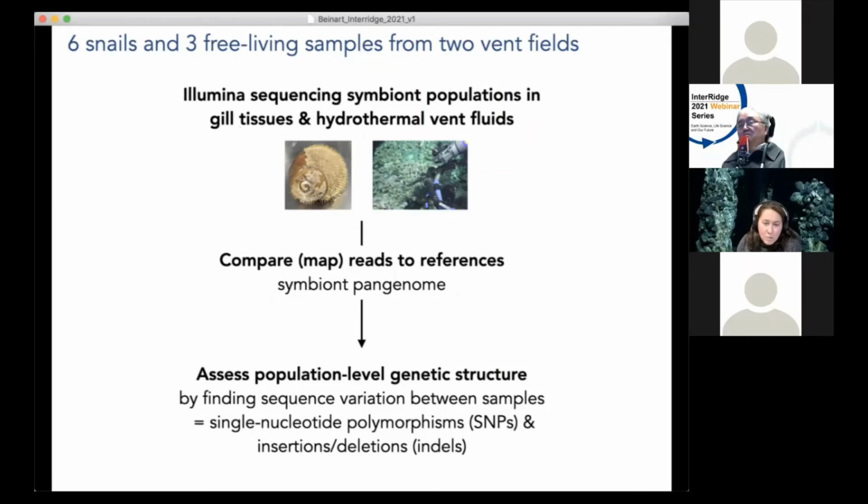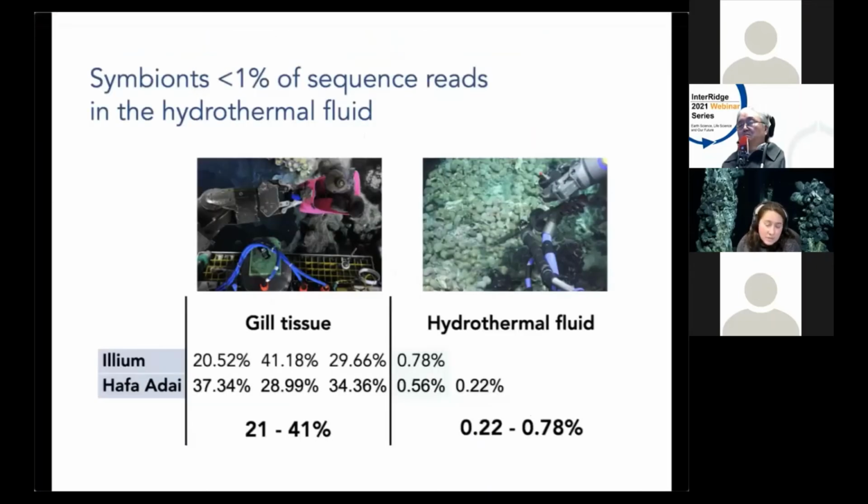I wanted to start out by pointing out that the symbionts are present in the hydrothermal fluid. Compared to the gill tissue, a lot fewer of the reads that come back are symbiont reads. In the gill tissue, it can be up to 40% of the sequence reads from the symbiont, whereas in the hydrothermal fluid, it's less than 1% of the sequence reads. But they are present, and we can use them for this analysis.